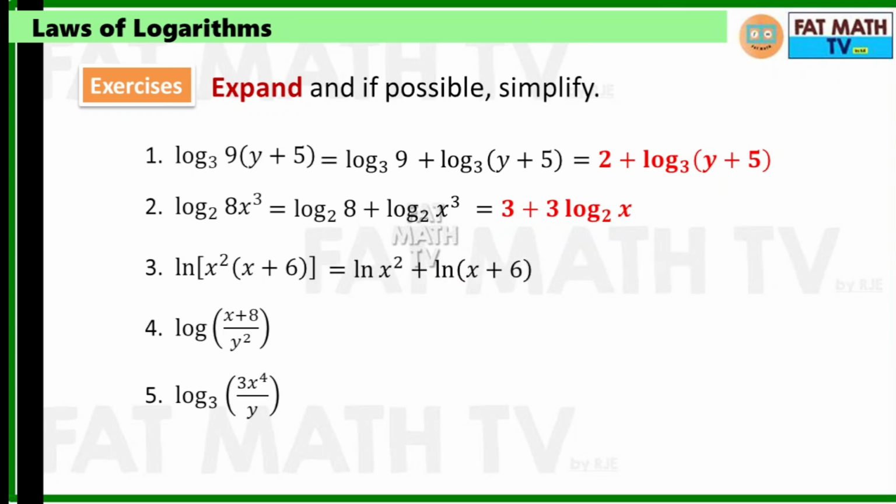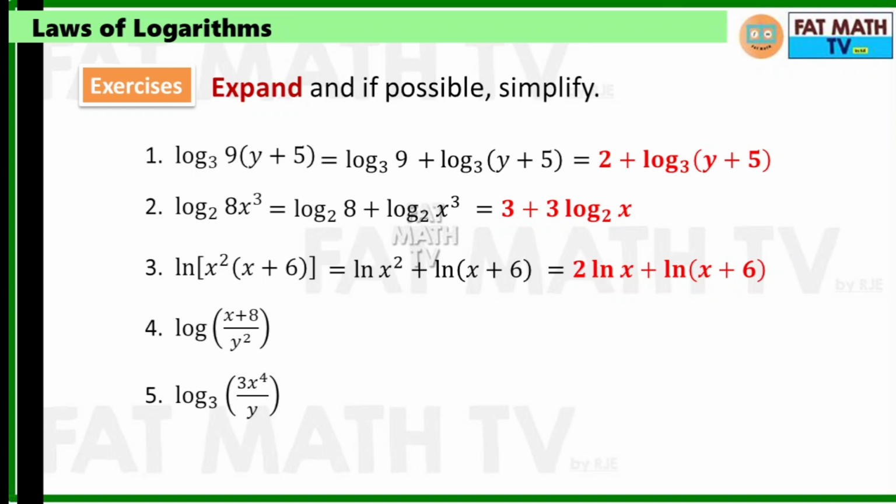Number 3, we will have logarithm of x squared plus logarithm of x plus 6. So the factors here are x squared and x plus 6. So we will have the sum of their logarithms. In this case, ln, base e. Okay, logarithm of x squared, or ln of x squared, can be written as 2 ln x by applying law number 3. So the final answer is 2 ln x plus ln of x plus 6.